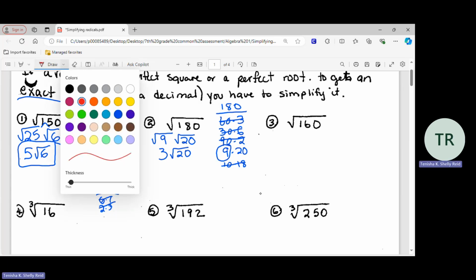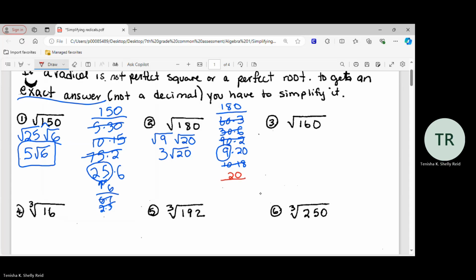All right. So now I'm going to look at the 20. Factors of 20, 10 and 2. None of those are perfect squares. What else we got? 4 and 5. 4 is a perfect square. So the 20 can now be broken into the square root of 4 and the square root of 5. 5 times 4 is 20.